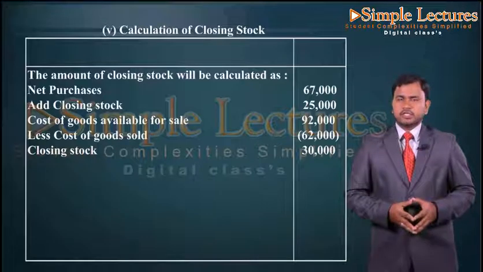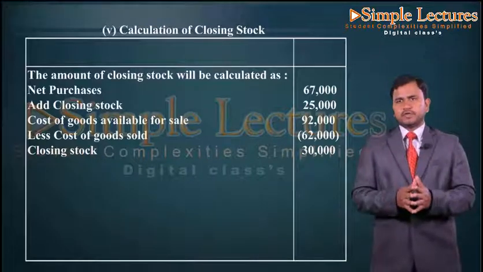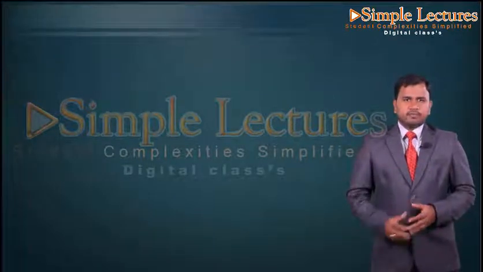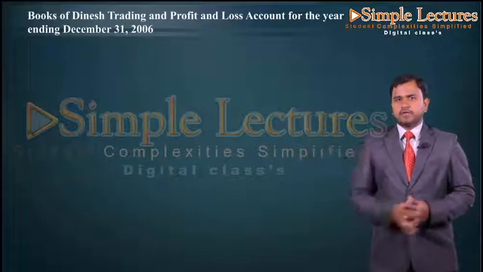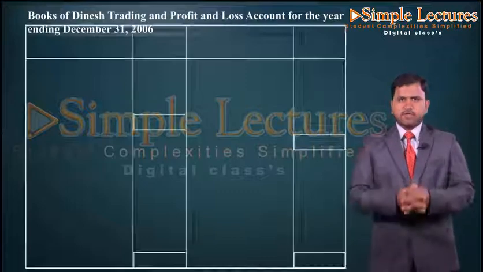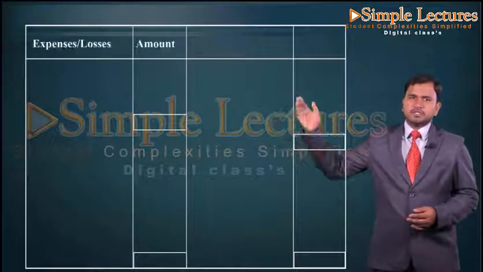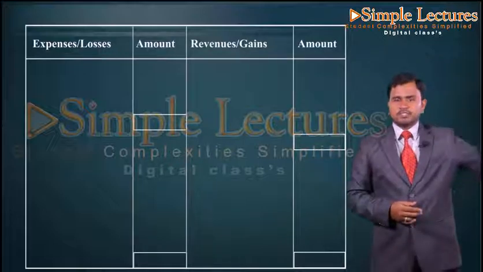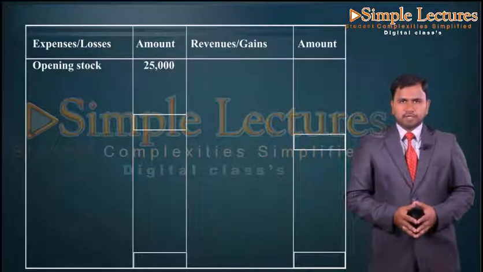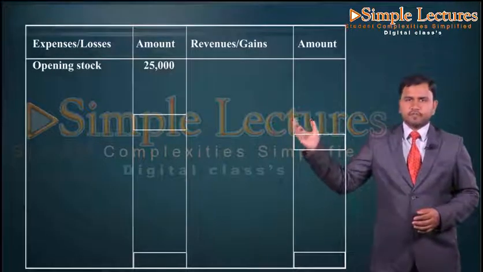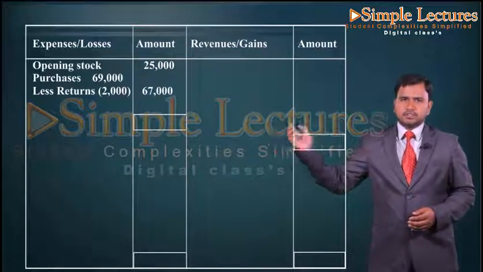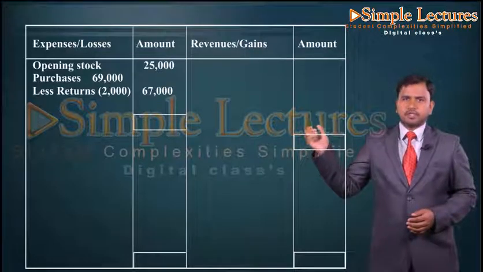By having this information, let us prepare the trading account, profit and loss account, and balance sheet. So coming to the trading account, the title will be in the books of Dinesh, trading and profit and loss account for the year ending December 31st, 2006, where the format will be expenses or losses, amount, revenues or gains, then amount. So when coming to the trading account, the first entry will be opening stock on the debit side, opening stock 25,000, then we have purchases 69,000 less returns 2,000, outer column 67,000.